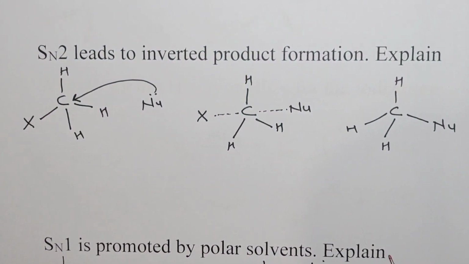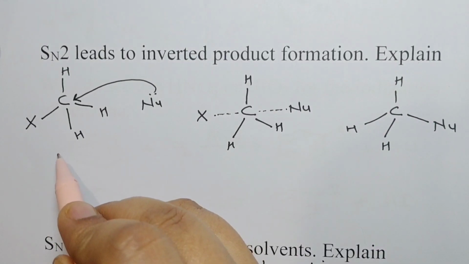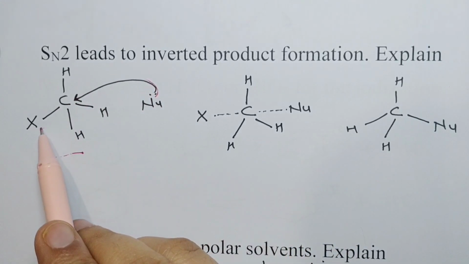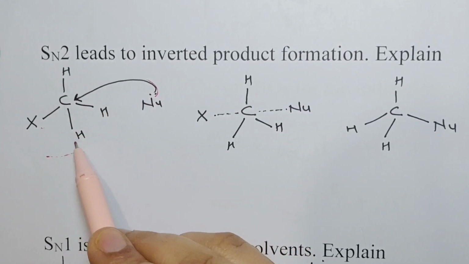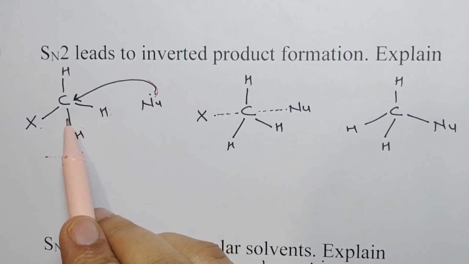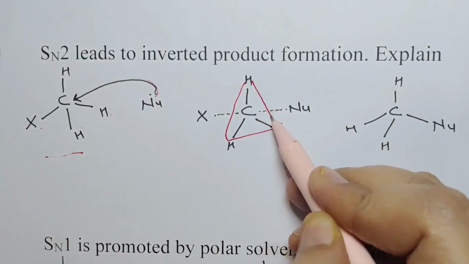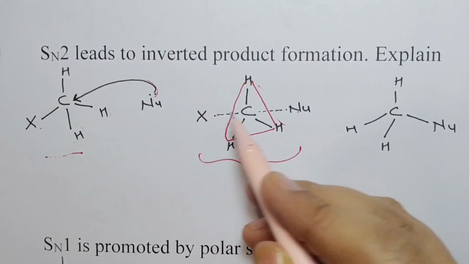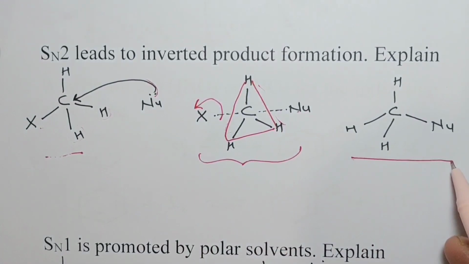Next question. SN2 leads to inverted product formation. Explain. So if this is your alkyl halide to begin with, and this is your nucleophile, it will attack from the side opposite to the leaving group. As the nucleophile approaches, these hydrogen atoms move away from it so as to make more space for it. Ultimately, in the transition state, they form this trigonal bipyramidal structure. Once this bond is broken, they rearrange themselves to resume the tetrahedral shape again.